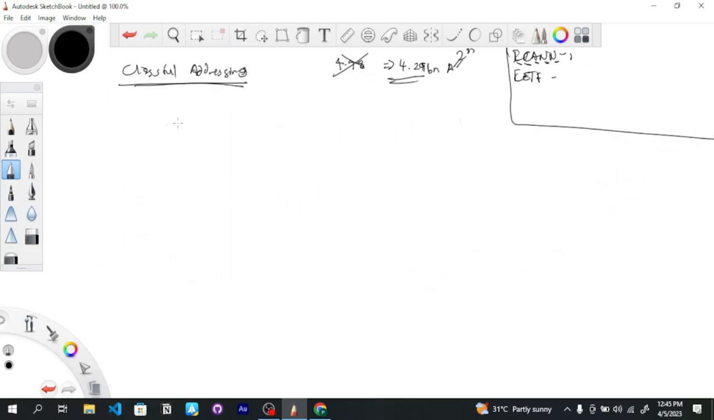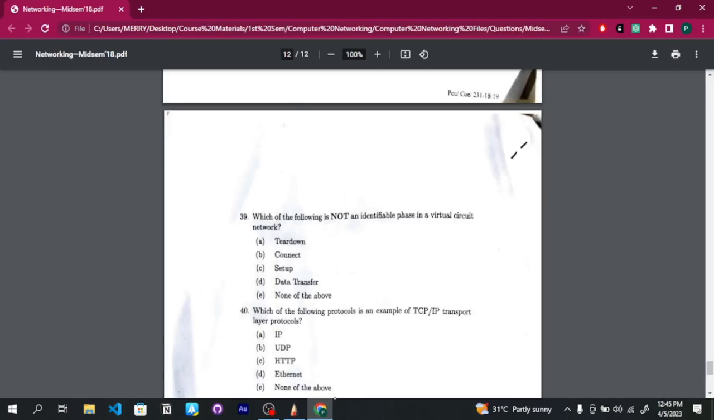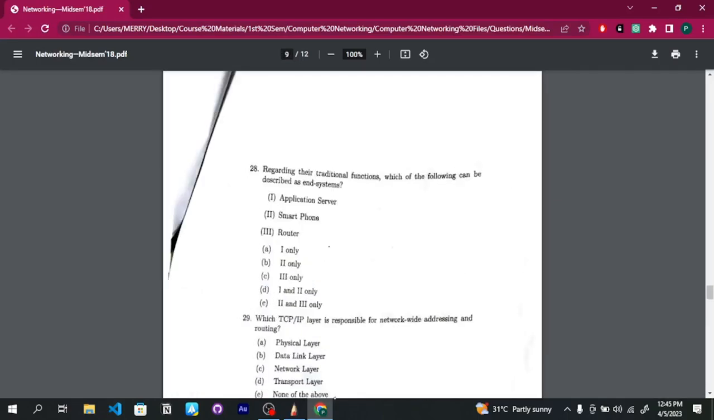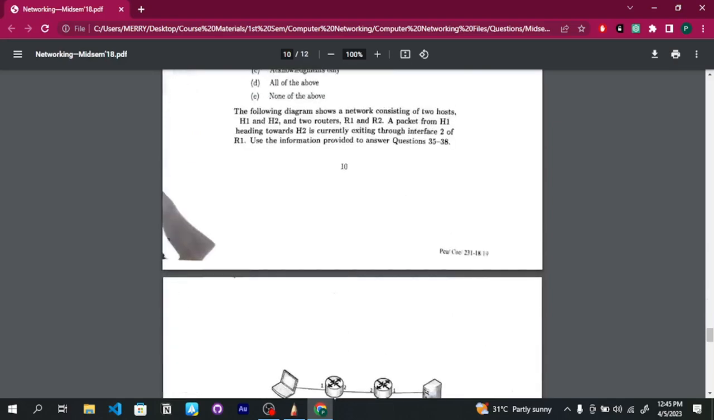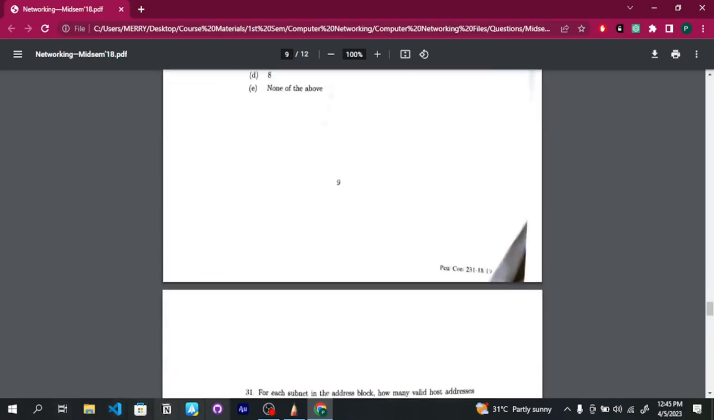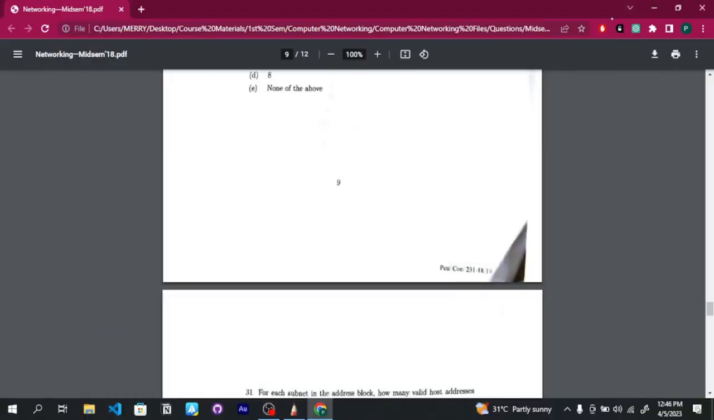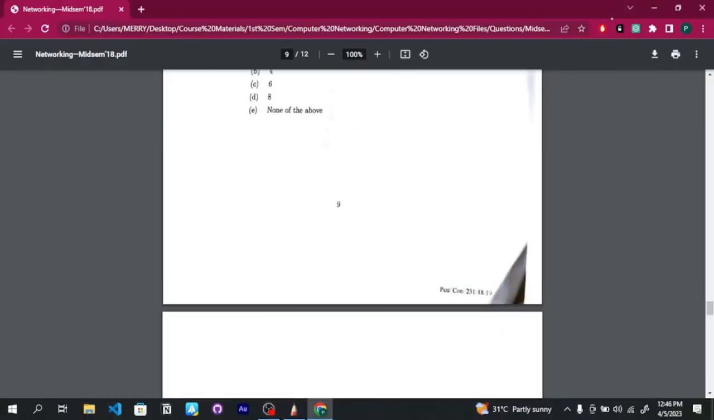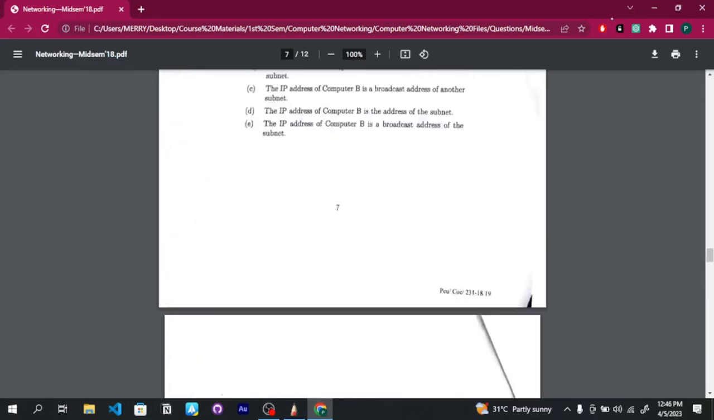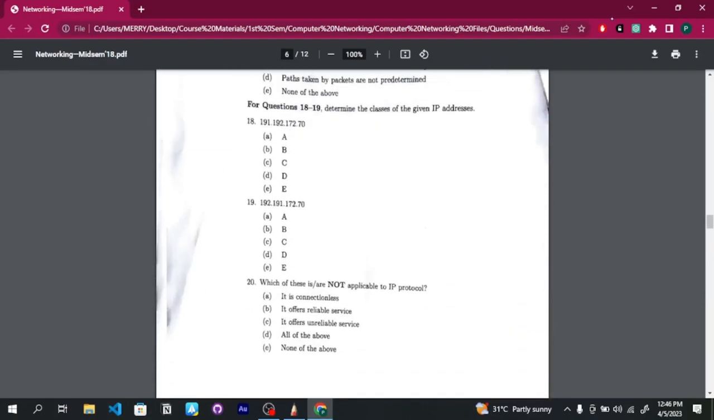I'm just noticing it will be very plain to you. Please forgive me, I did this a long time ago. So we have five classes of IP addresses: class A, B, C, D, E. I think there's a question here that we'll use to solve it. Okay, sorry for the interruption once again. Great. So where is the question? Numbers 18 and 19, right? Given these two addresses, find their classes.